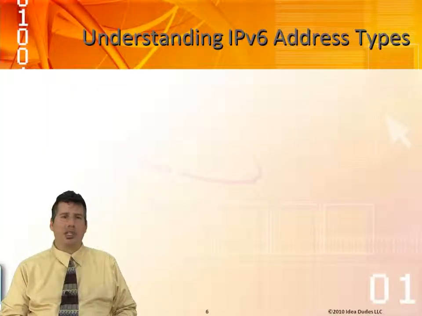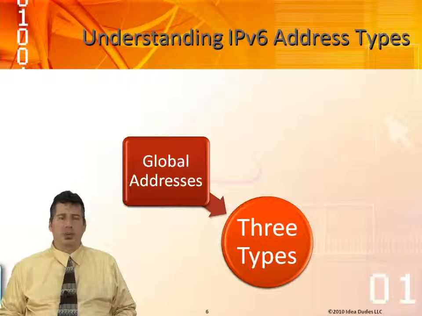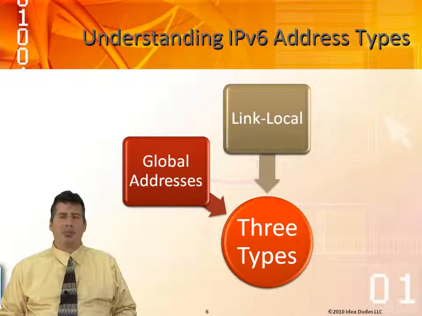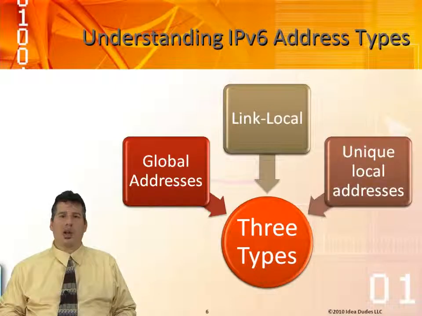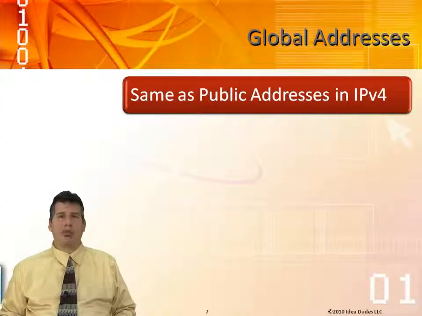So let's take a look at the different IP version 6 addresses that we do have. We have three types. Global addresses are going to be associated with the public IP addresses that we have in IP version 4. Link local is going to be our APIPA. And then we're going to have unique local addresses, which are the internal addresses that we use. So the global address is the same as the public IP addresses in IP version 4.